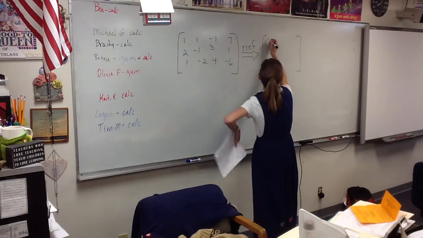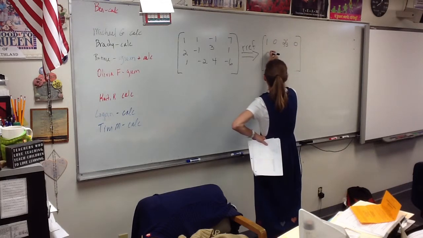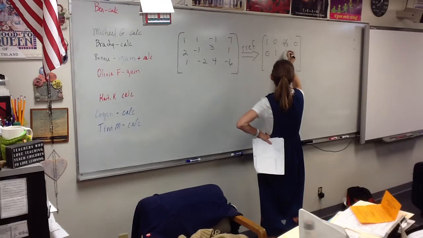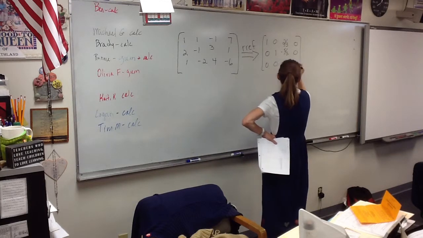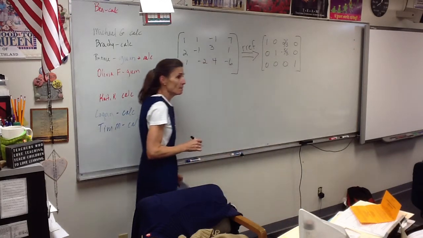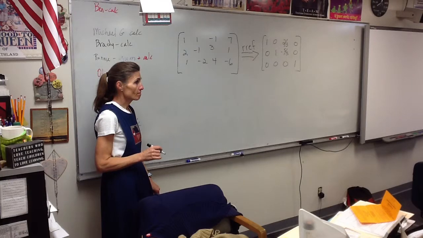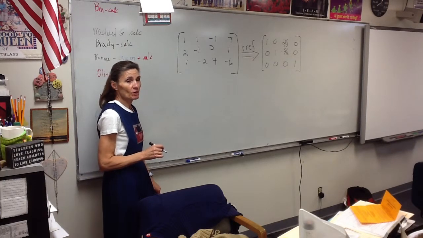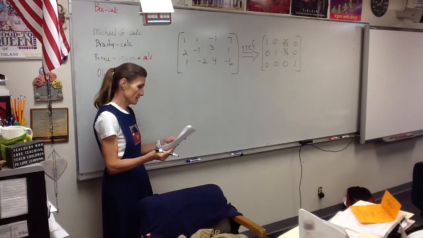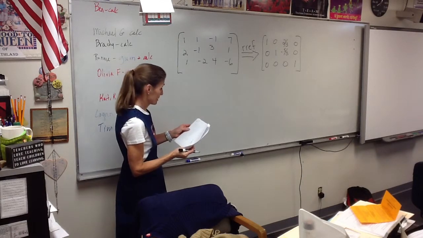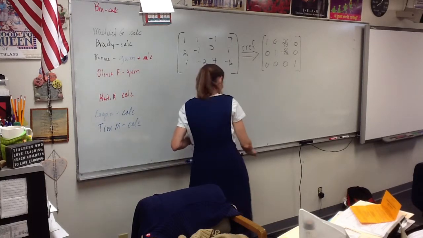So what did I get on the top row? 1, 0, 2/3, 0. 0, 1, negative 5/3, 0. 0, 0, 0, 1. Is that what came out? Did anybody else match that? Okay, we have to talk about this then. That is a very strange thing to have happened. I had all zeros decimals in the bottom. I got it different.